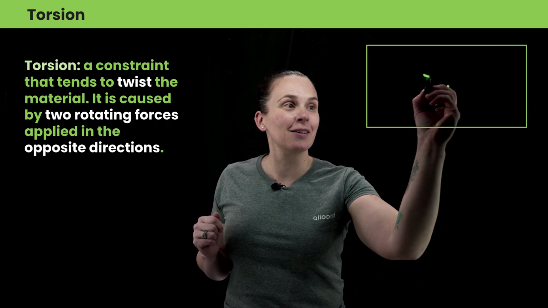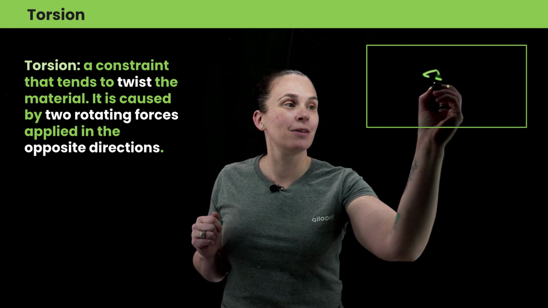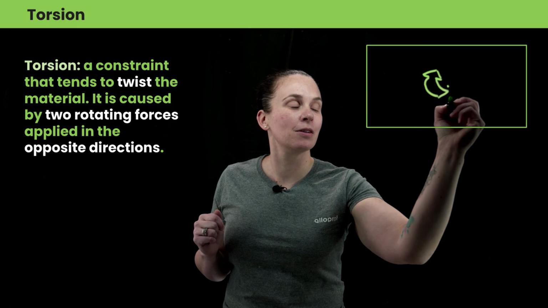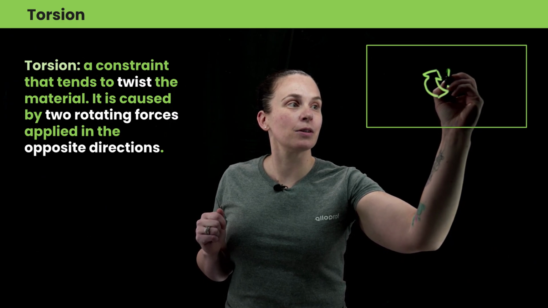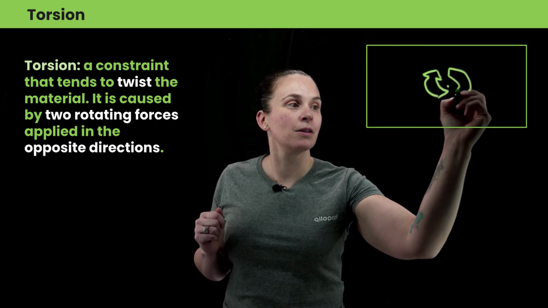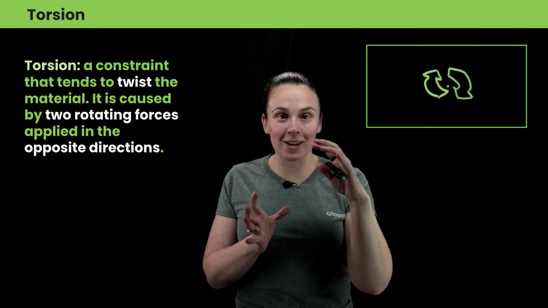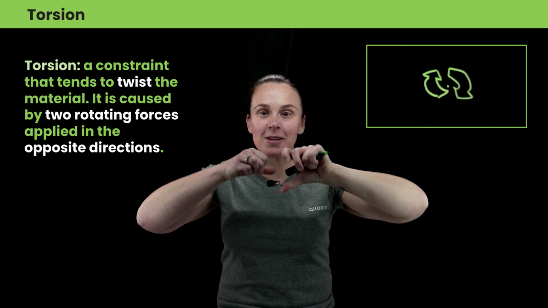So it's basically the same type of arrow, but they're chasing each other. So again, we'll do it this way. This one's a little trickier to draw. So again, it's two forces that are kind of going in opposite directions.